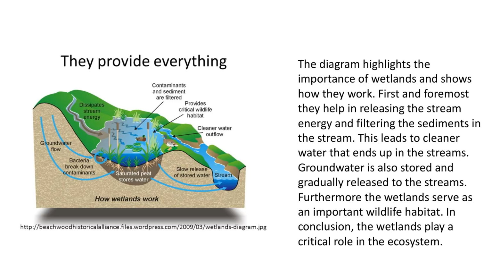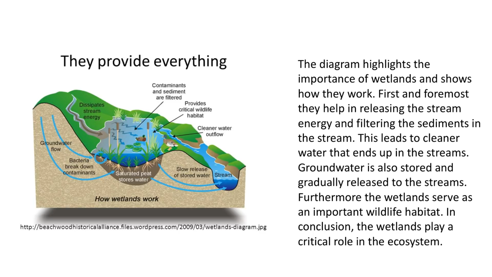And then the other thing the arrows show is that this groundwater goes below the surface and gets stored in saturated peat, and then slowly it is released to the streams. See, I'm just following the arrows there. So then that gave me another point that groundwater is also stored and gradually released to the streams.